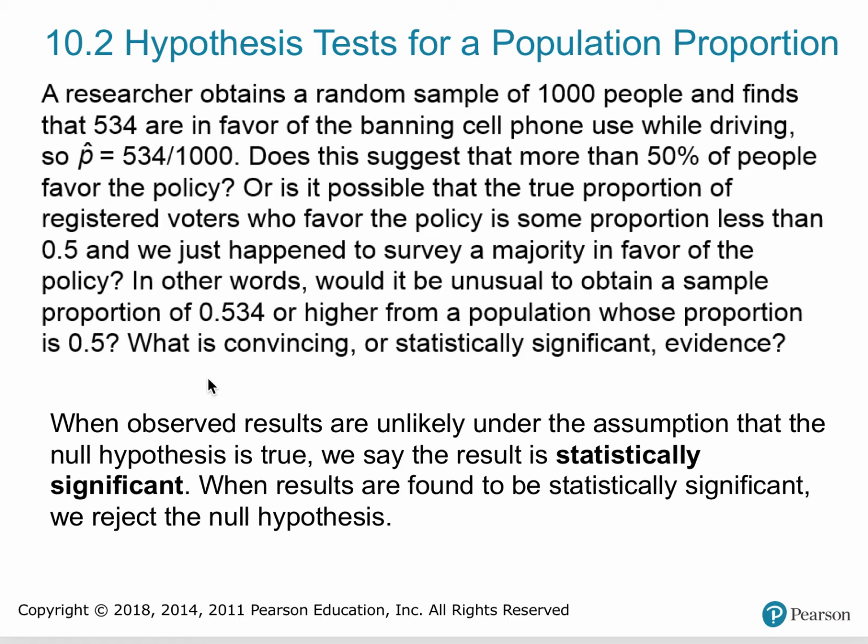So what is convincing or statistically significant evidence? Okay, when observed results are unlikely under the assumption that the null hypothesis is true, we say the result is statistically significant. So that's going to be an important term for us. When results are found to be statistically significant, we reject the null hypothesis.